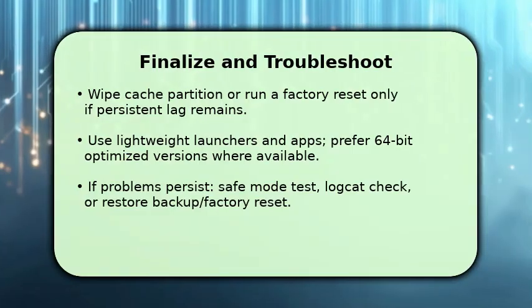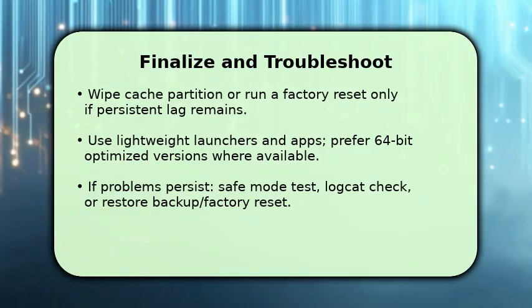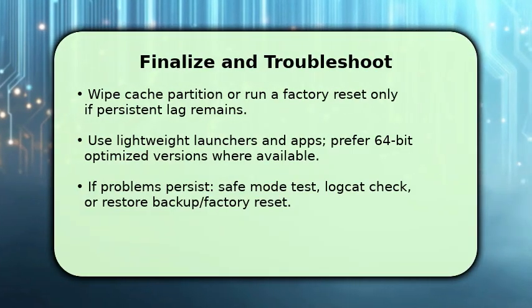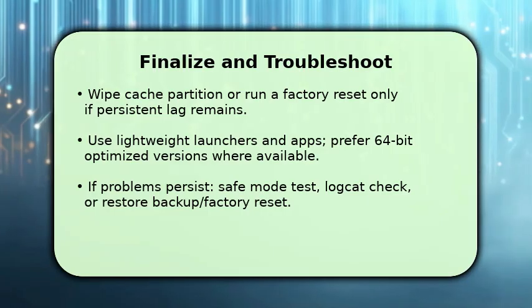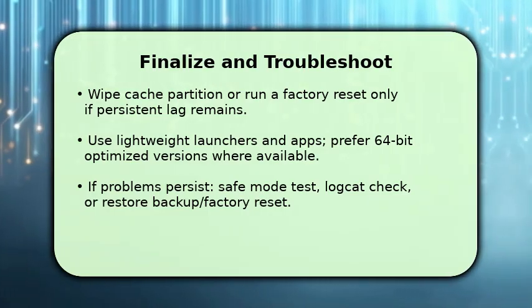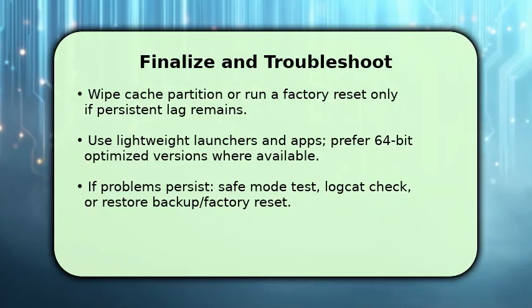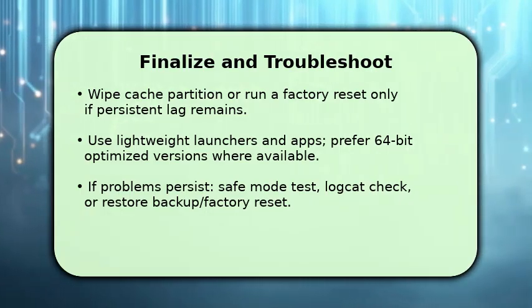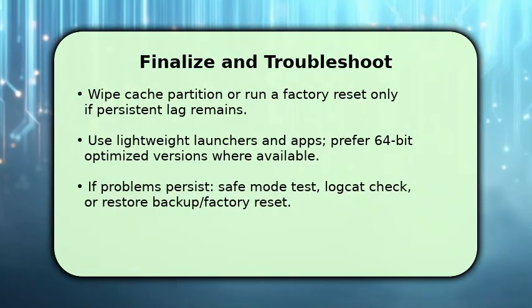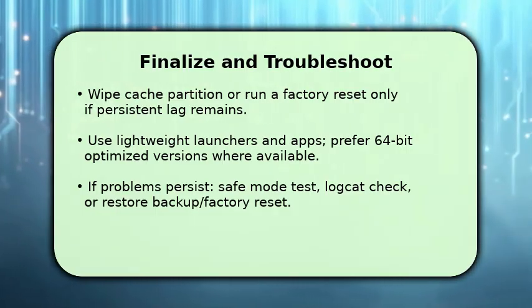To finish, clear the system cache or perform a factory reset only when issues persist after optimizations, because reset removes misconfigurations but costs time. Install a lightweight launcher and choose apps compiled for your CPU architecture to reduce overhead. Once configured, monitor performance for a day and make incremental changes.